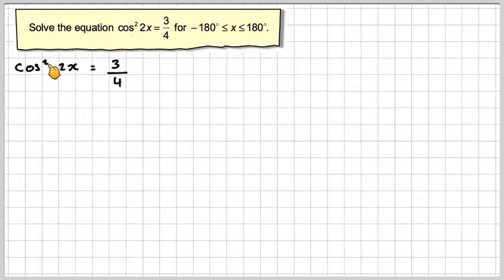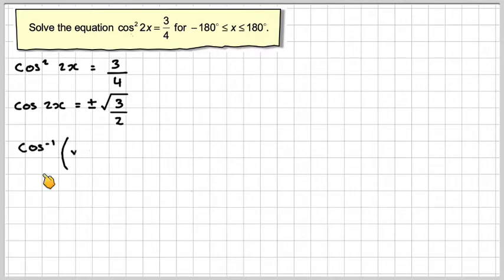So, the first step to solve the equation is to take the square root of both sides. But when you take the square root of this side, you must remember to put a plus and minus in. Now, the square root of 3 we can't really work out, so we'll just leave it like that. But the square root of 4 is 2. Then we will do cos to the minus 1 of root 3 over 2. Now, cos to the minus 1 of root 3 over 2 is equal to 30 degrees.